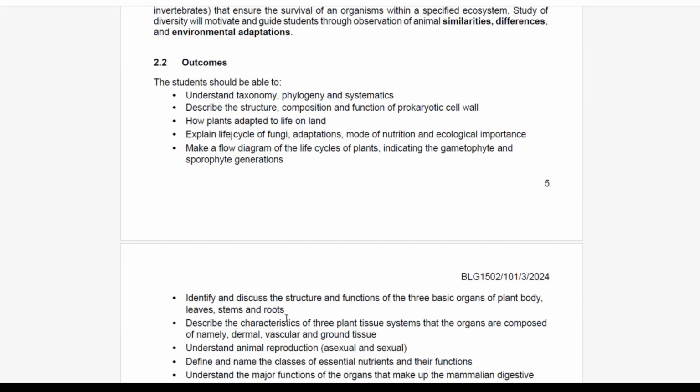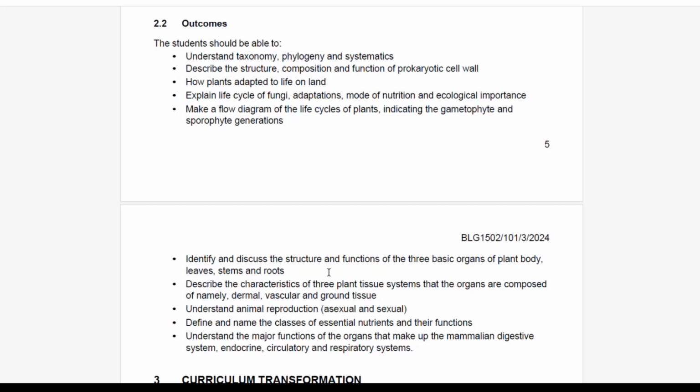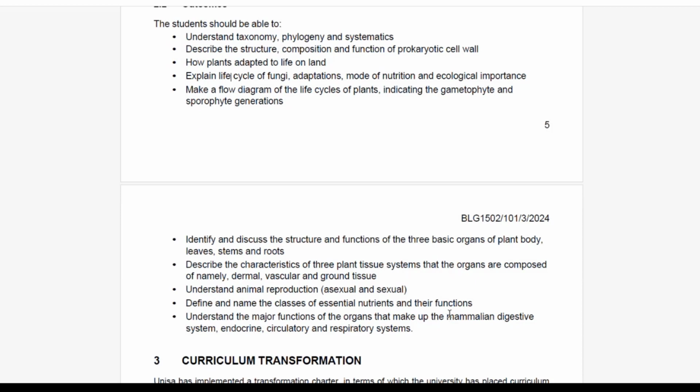And identify and discuss the structure and functioning of three basic organs of the plant body: leaves, stems, and roots. We're going to be talking about the stem and the modification of roots, the kinds of roots, what they are and how they are adapted, the adaptation of roots, and all those things. We're also going to describe the characteristics of the three plant tissue systems that the organs are composed of, namely dermal, vascular and ground tissues, and also understand animal reproduction, asexual and sexual, where you need to define and name the classes of essential nutrients and their functions, and understand the major functioning of the organs that make up a mammalian digestive system, where we're going to be talking about the endocrine, circulatory, and respiratory systems.